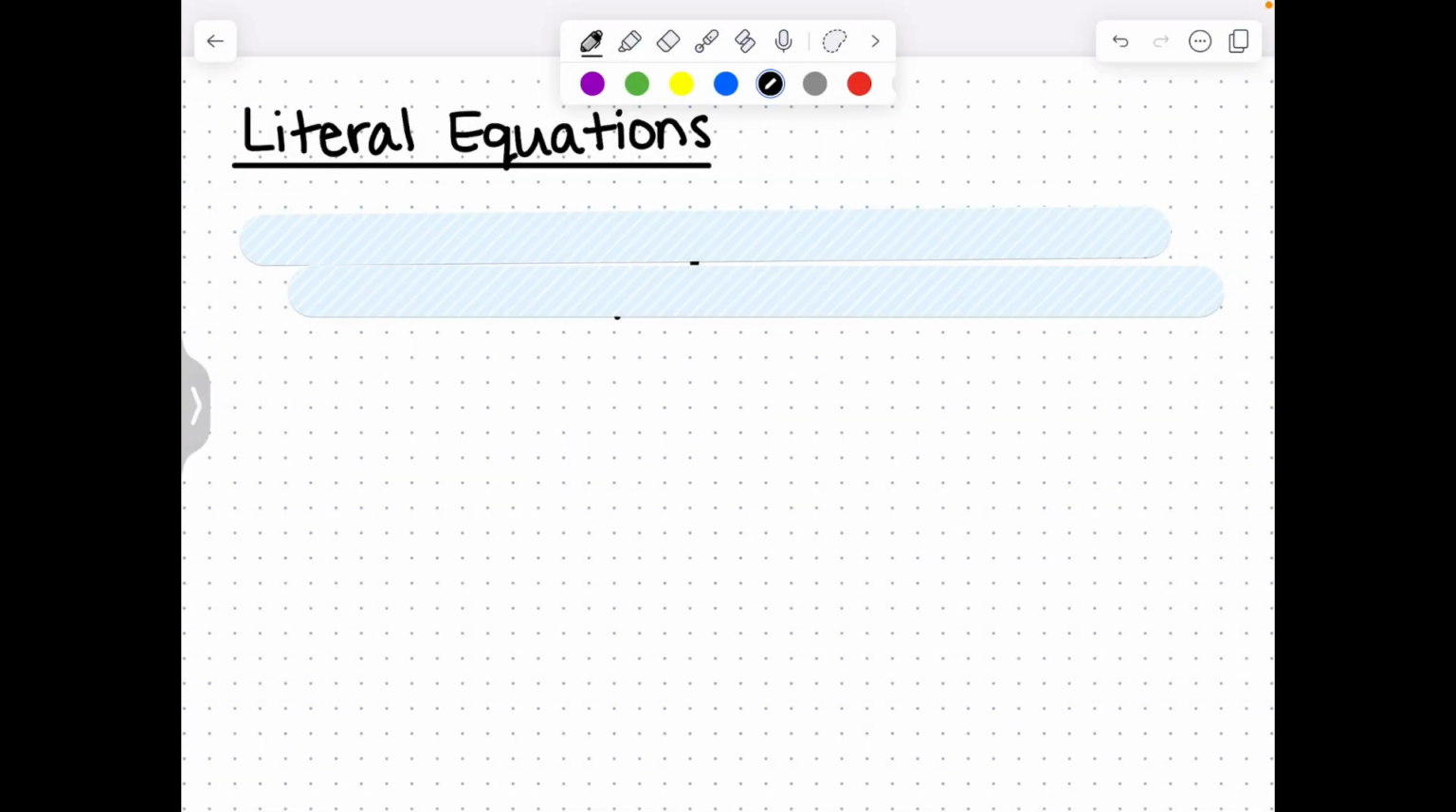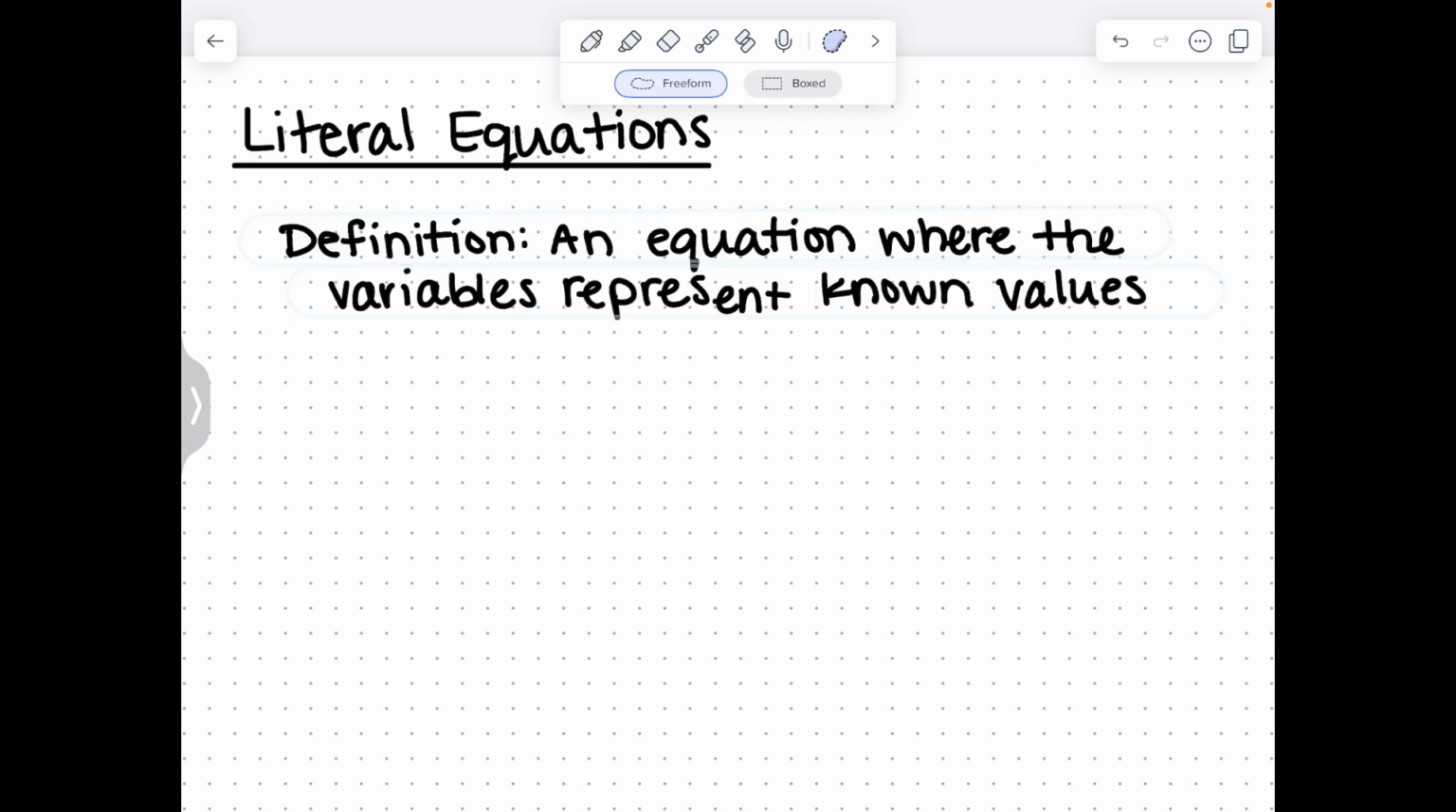Today we're talking about literal equations. Now, the definition of literal equations is actually not very helpful. The definition just says it's an equation where the variables represent known values. Now, that actually happens quite a bit.